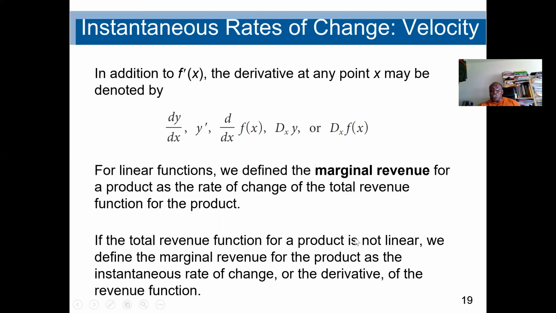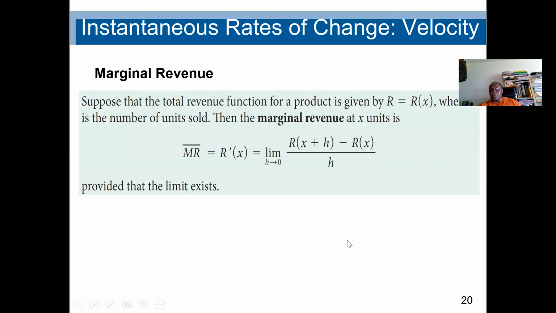Also, sometimes we may have a question where they will say find the marginal revenue. When they say we should find the marginal revenue, marginal cost, or marginal profit, what they mean is that we have to find the derivative of that very revenue or cost or profit. Because marginal revenue for a product is the rate of change of a total revenue function for the product. So it's a rate of change. And we can see we are using the same formula, R of x plus h minus R of x, using the limiting process.